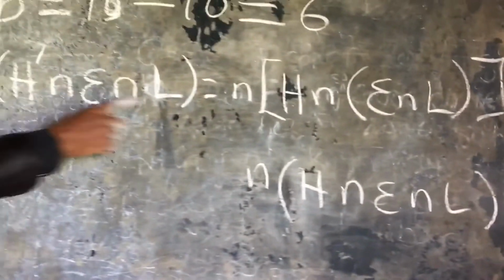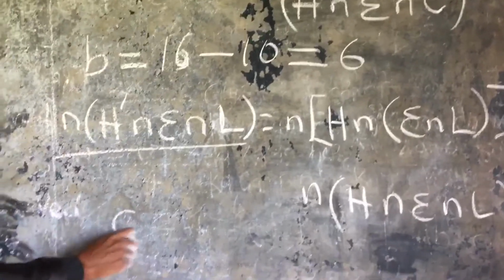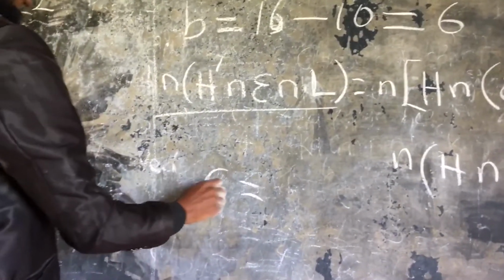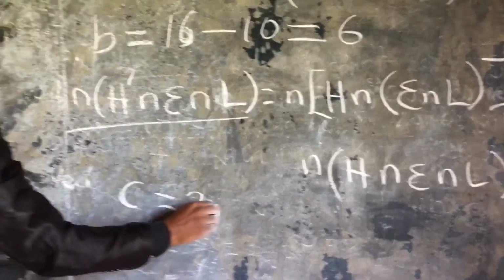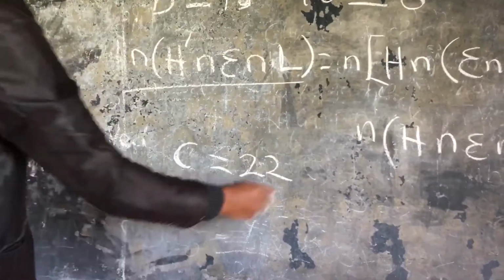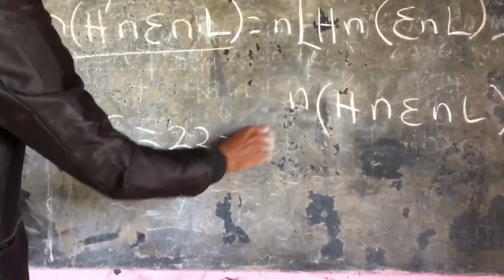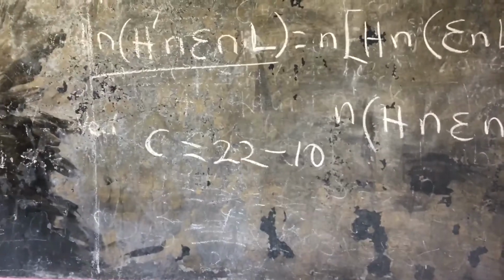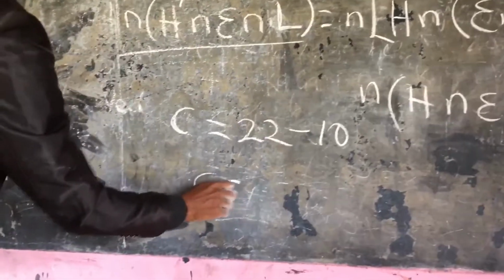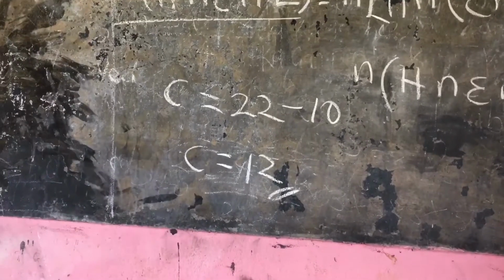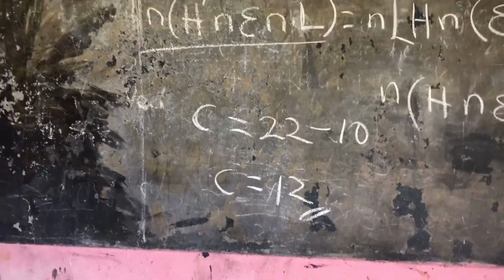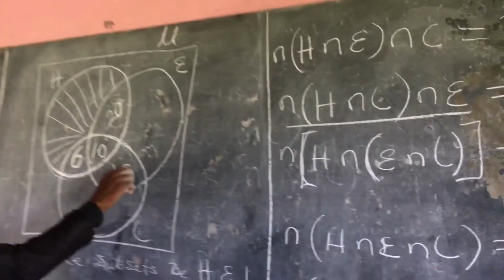So we don't know this one, C. So we get C. This one is 22 for here, right? Minus this one, 10 for here. So our C now is 12. Our C is 12. So we come here and then we call our C 12.